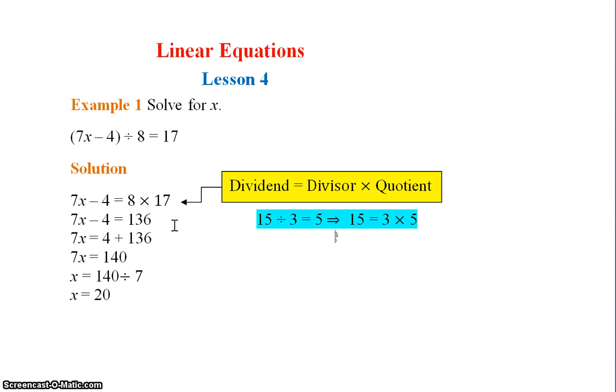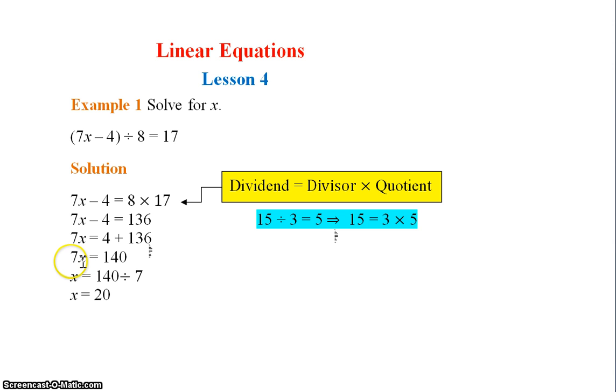Now we have to isolate the variable x. We move negative 4 from the left side to the right side and we switch the sign into plus. So 7x equals 4 plus 136, which is 140.